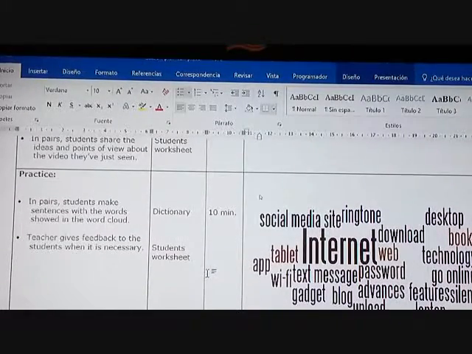They can use a dictionary, and in the right part there is a word cloud, and from these words students have to construct sentences. For example: internet, mobile, upload, gadget, block. For this activity, students can use the dictionary and the student's worksheet to write the sentences. The teacher gives feedback to the students when it's necessary.